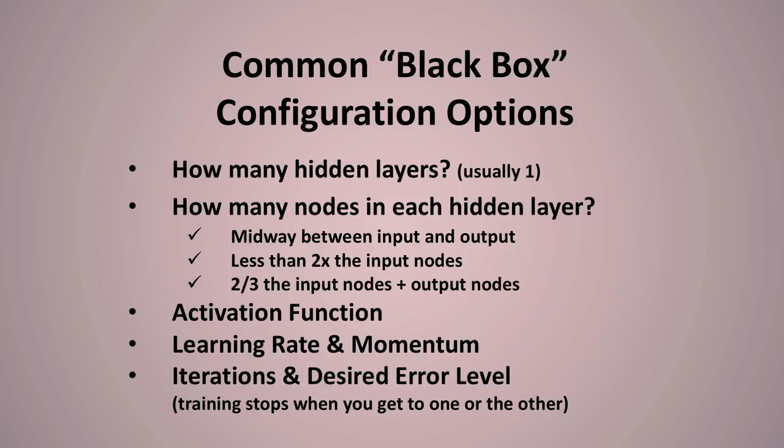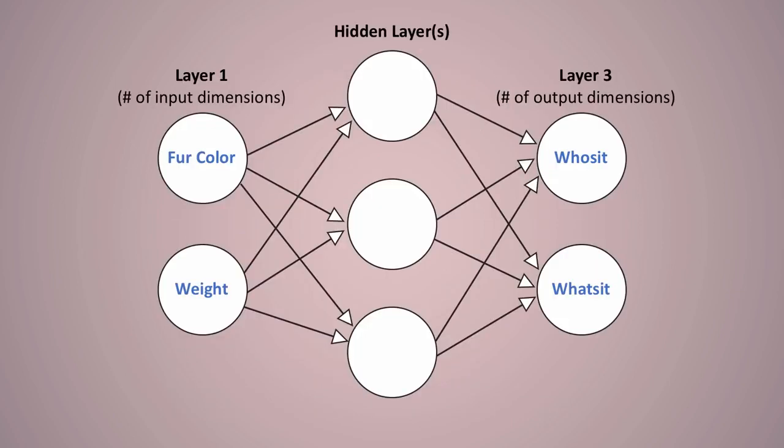So those are the configuration options. That's actually not too bad. That's how you tune your black box. So if you have a little bit of knowledge as to what the black box is doing, you can usually tune a neural network and move on from there and get good results. So let's go to a real example using these circles and arrows that we have from before. We have a data set. This data set gives us fur color and weight of animals, and also tells us if those animals were who's its or what's its.